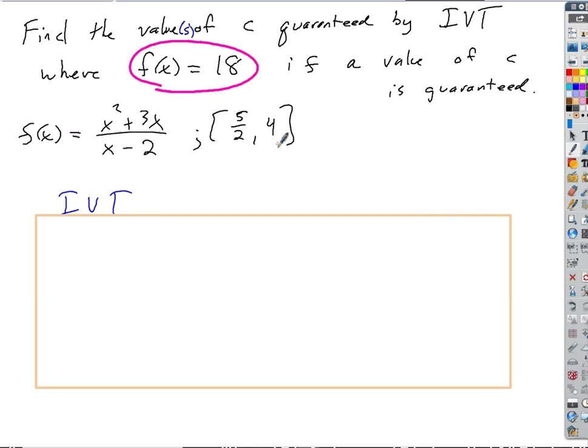Well, let's check the continuity issue first. Is f of x discontinuous anywhere? Oh, yeah, absolutely. Is f of x continuous on our interval? Where's it discontinuous? At 2. Okay, so the only place the function is discontinuous is at 2. Is 2 on our interval? No. Okay.